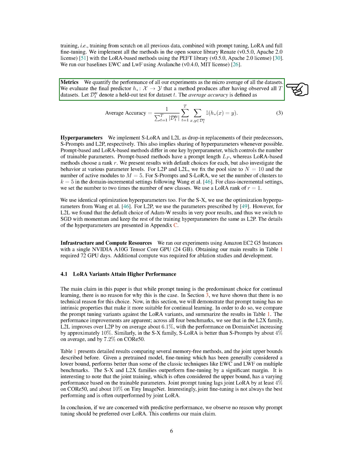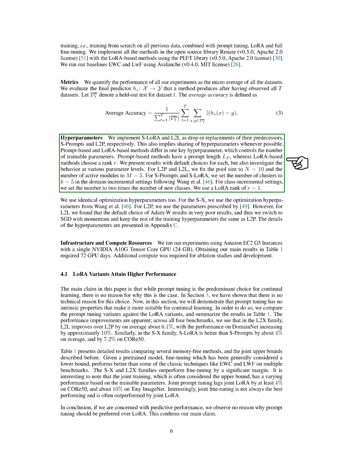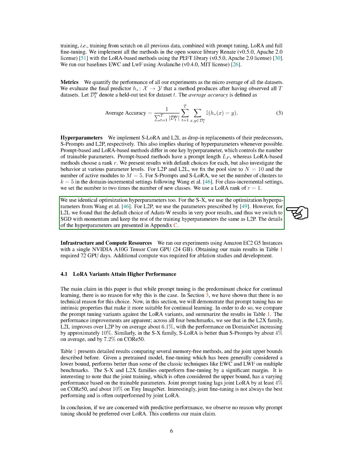Performance was evaluated using the micro-average of all datasets, considering the final predictor produced after observing all datasets. Hyperparameters were shared where possible, with the main difference being the prompt length for prompt-based methods and the rank for LoRA-based methods. Default choices were used for these hyperparameters, with variations explored during the investigation.